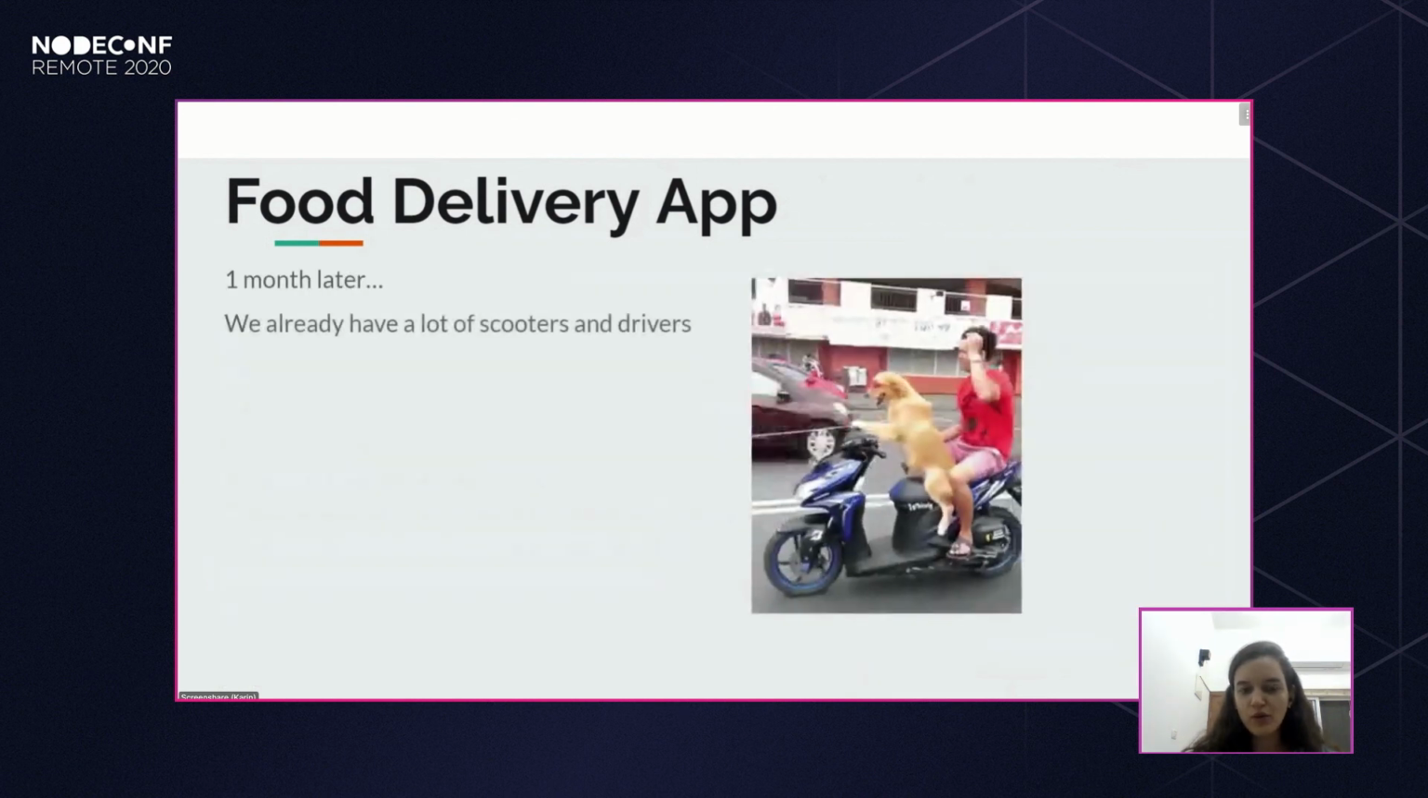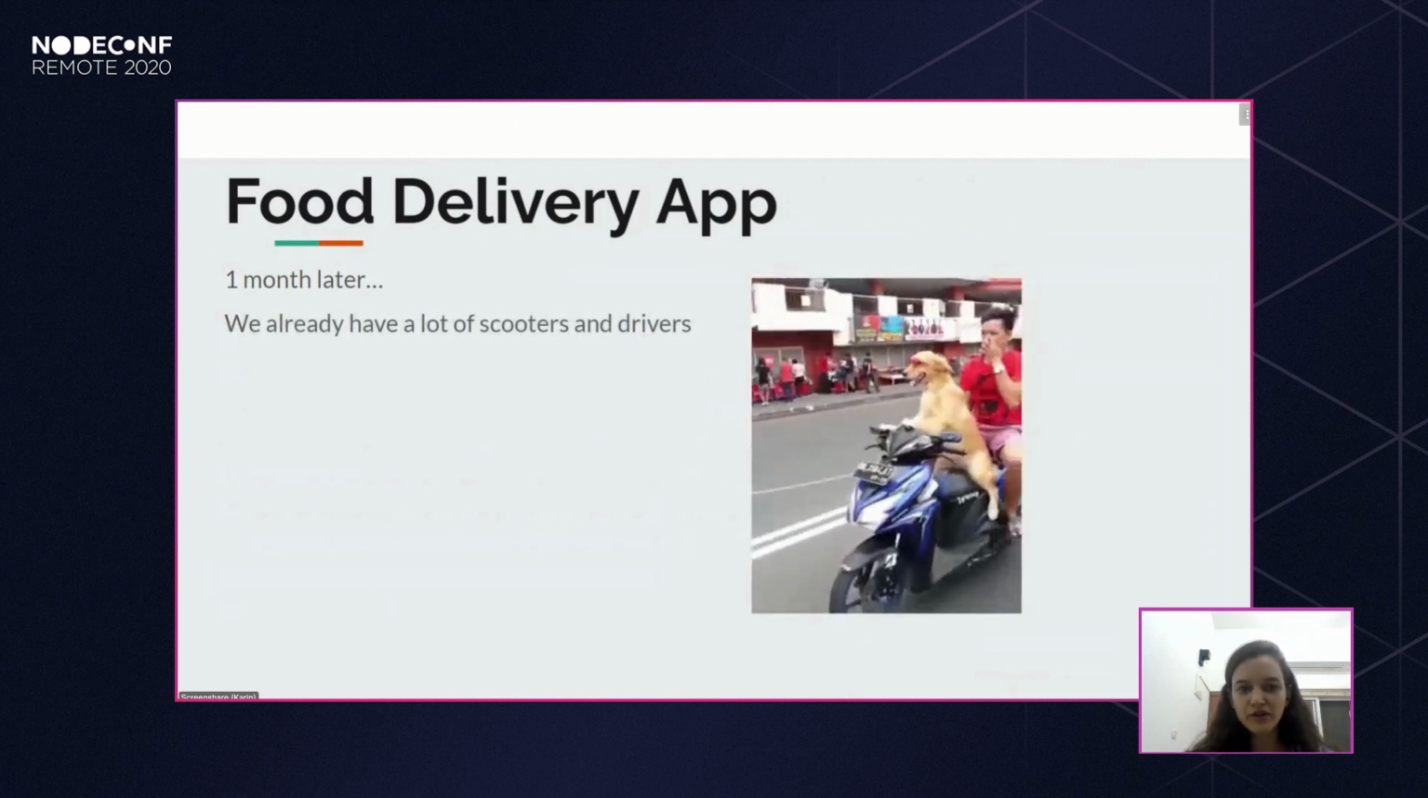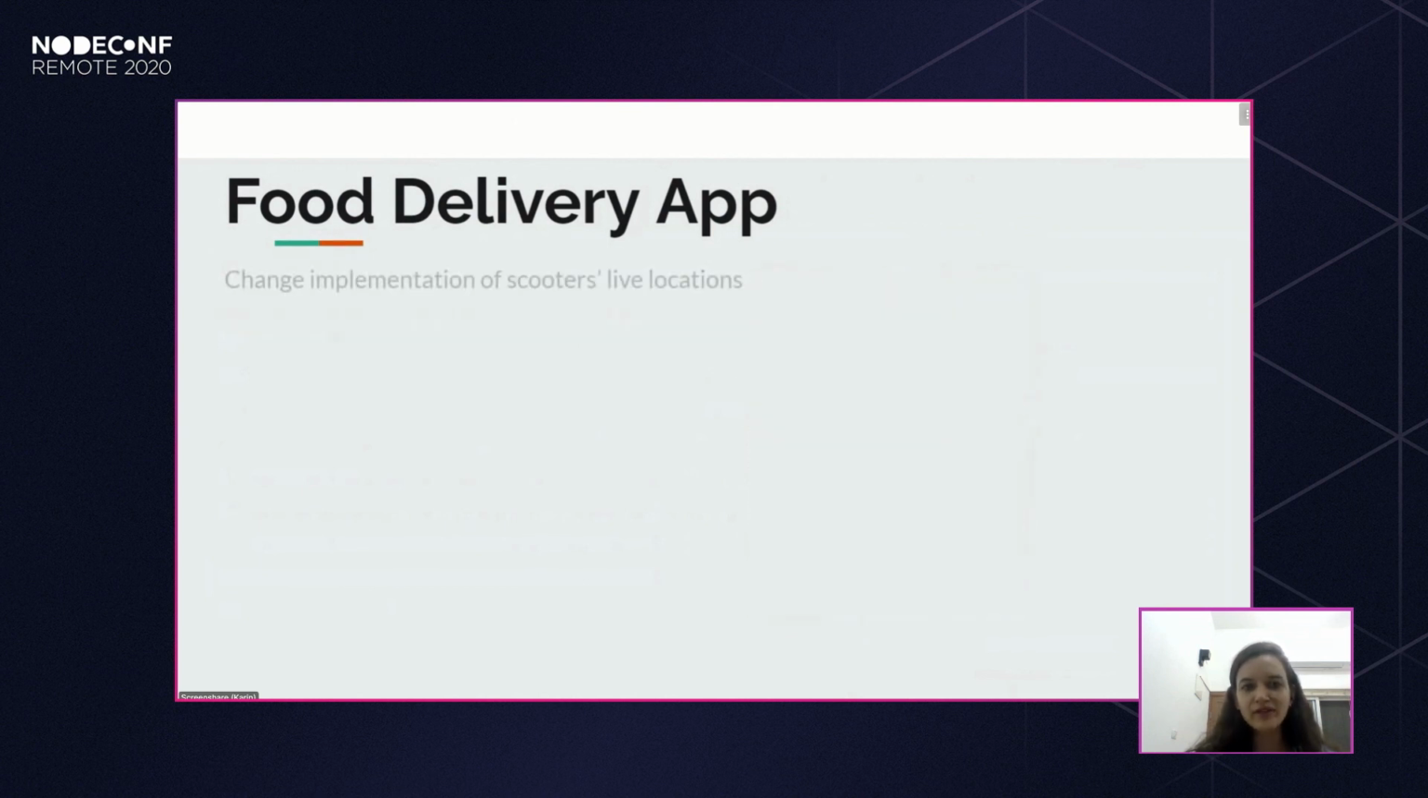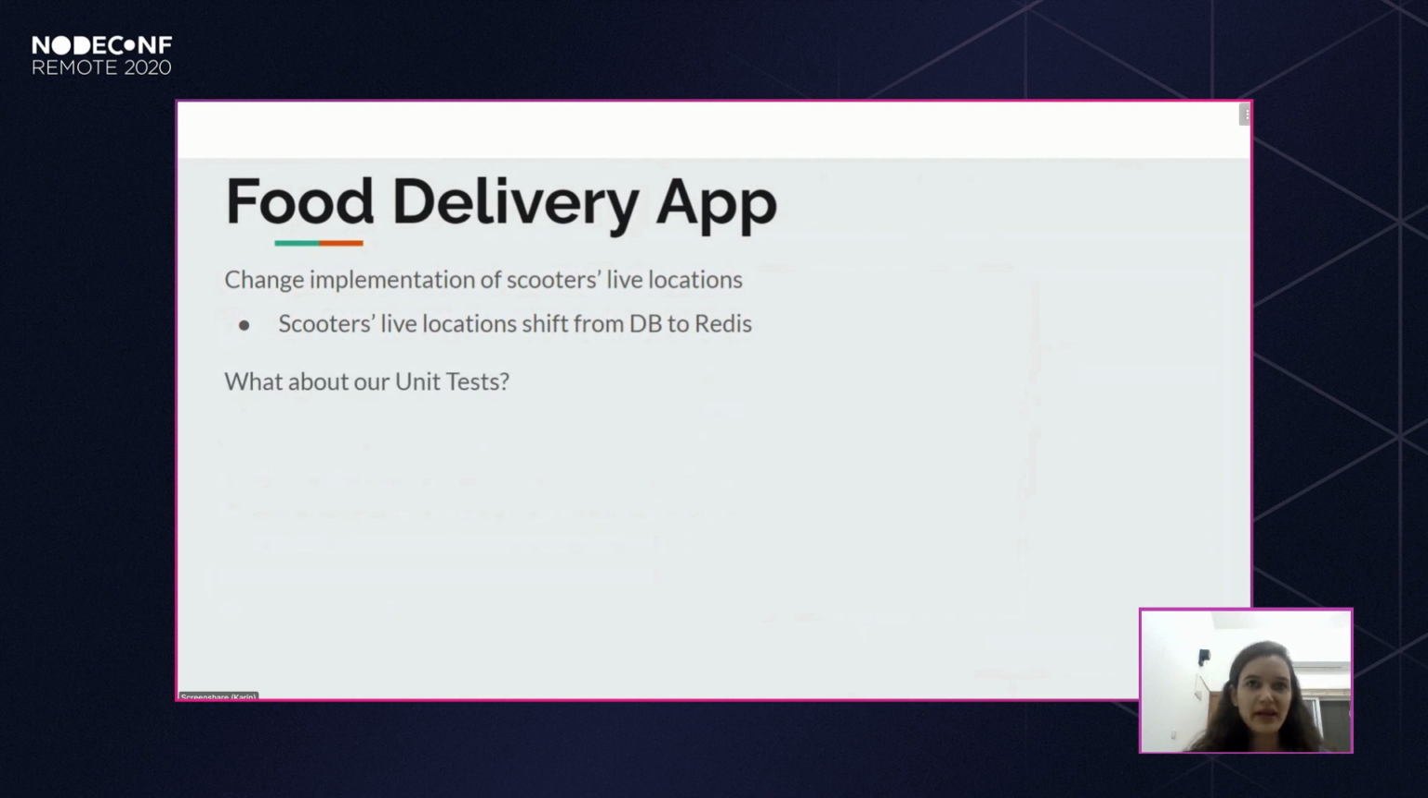But 1 month later, we've become bigger. We have a lot of scooters, a lot of drivers. We have decided that we want to change the implementation of the live location of scooters. So now we want to shift from the database to Redis. But what about our unit tests? They were querying the database. Now we'll have to change all of them to query Redis.